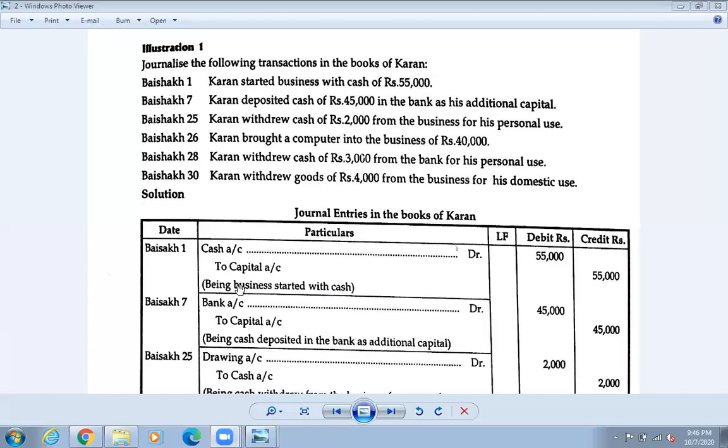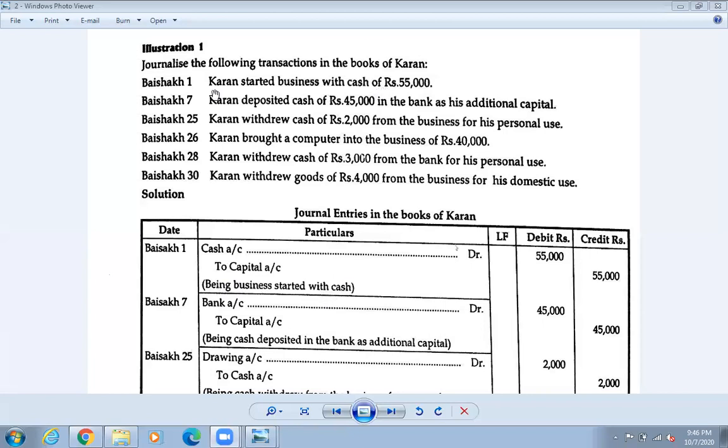एउटा सर्ट फर्ममा एउटा डिस्क्रिप्सन लेख्नु पर्यो. Suppose Deepsika has bought an eraser. So what are you going to write down? Deepsika purchased the eraser. Otherwise you can add on being eraser purchased by Deepsika. In that way you can write down. So starting it must be being, B-E-I-N-G, being. Otherwise you can add for also. So being business started. Okay, with what? With cash or check? With cash.